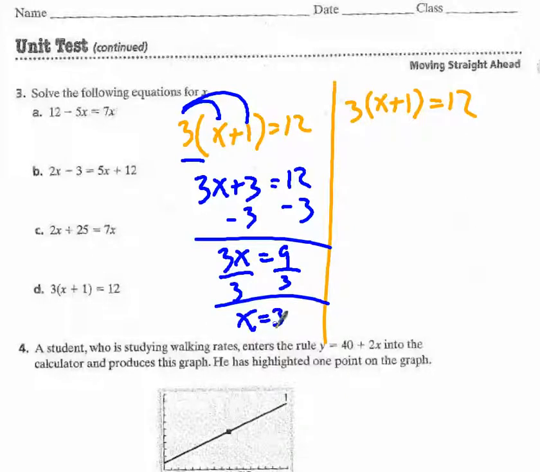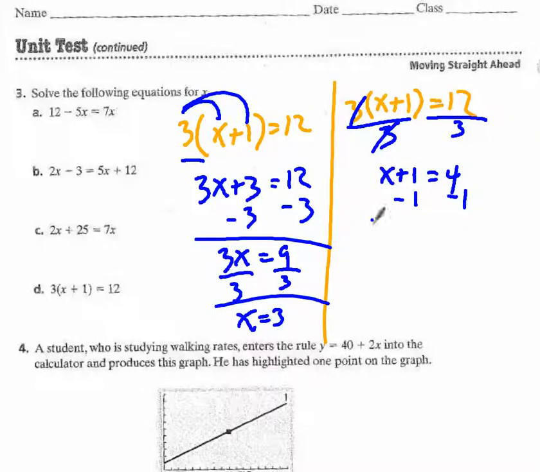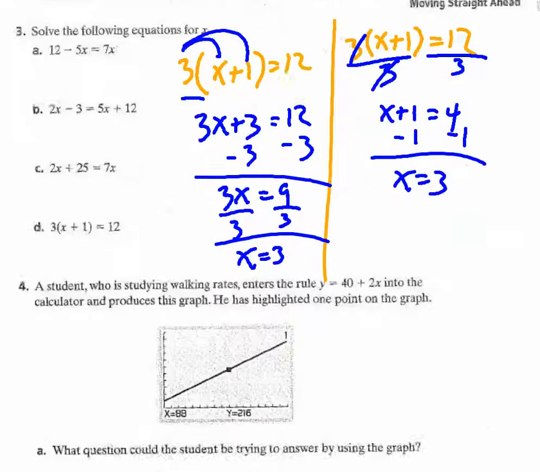On the other side, this is what I could do. It's going to be a little bit quicker. I'm just going to divide everything by 3. 3 divided by 3 is 1. 12 divided by 3 is 4. So I get x plus 1 is 4, minus 1, minus 1. So I get x is equal to 3. Either way, you get the same answer.